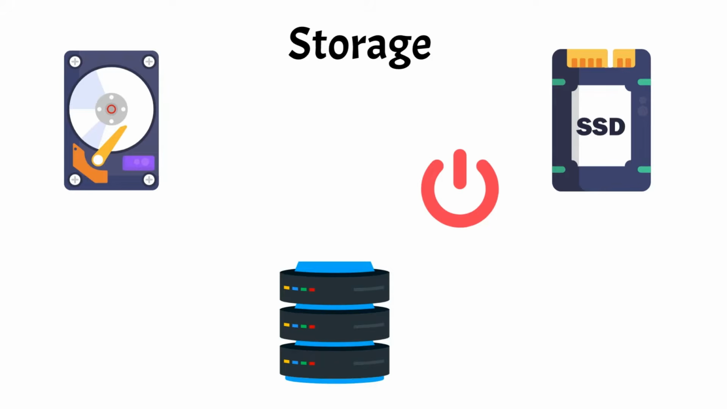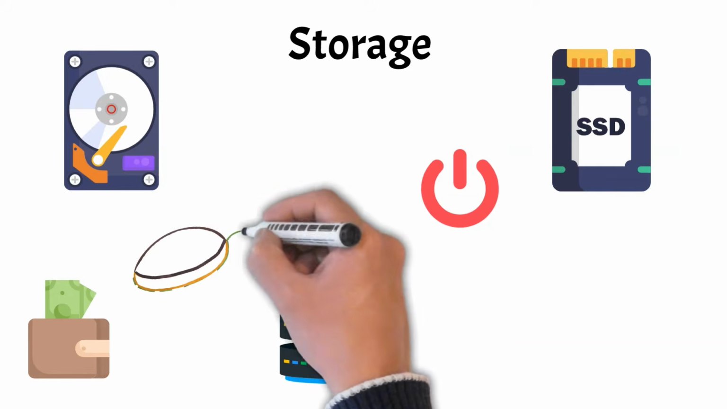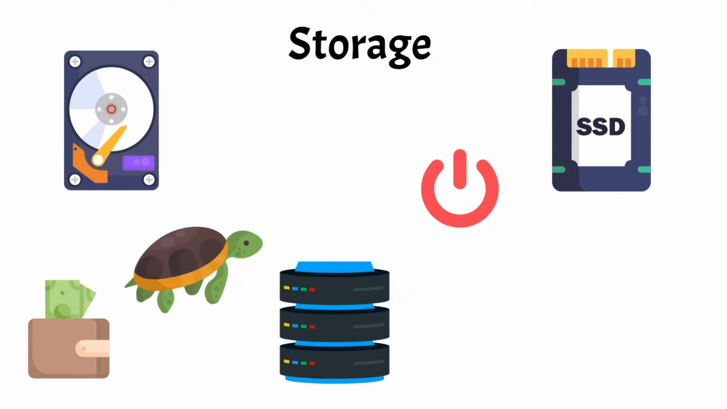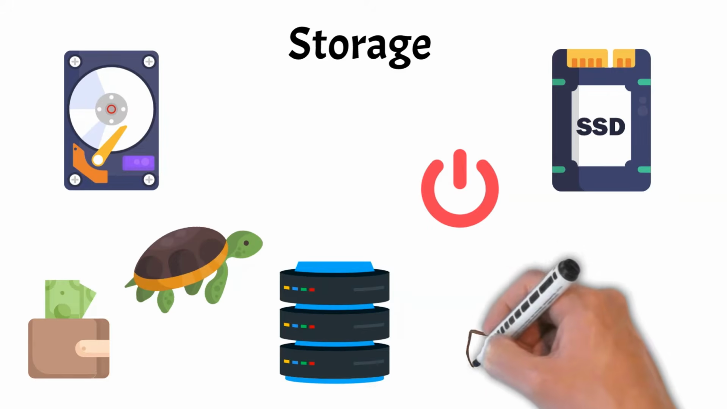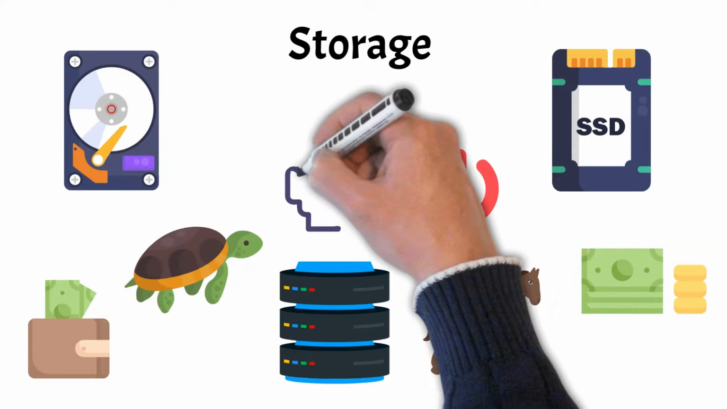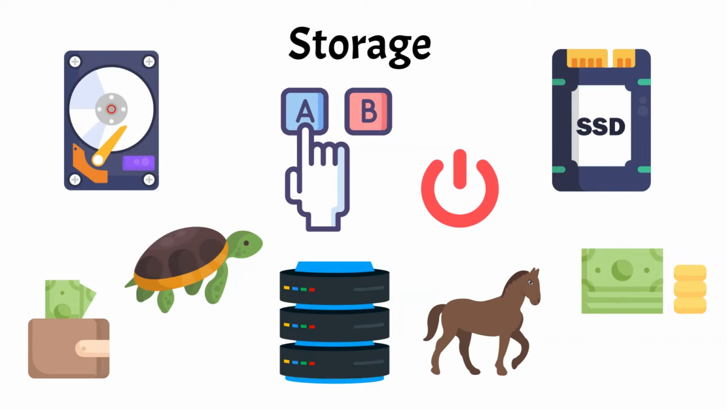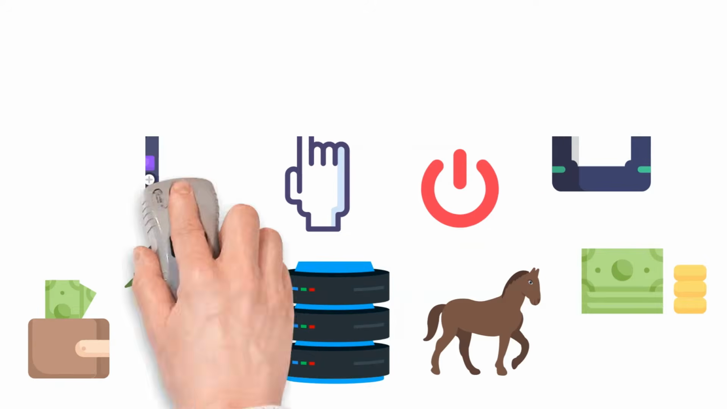Hard disk drives use spinning magnetic disks to read and write data, offering large capacities at a lower cost, though they tend to be slower. On the other hand, solid-state drives use flash memory, providing much faster data access speeds and improved performance, albeit usually at a higher cost. The choice between HDD and SSD often depends on your need for speed versus storage capacity. Whether you're saving documents, installing software, or booting up your system, storage plays a critical role in keeping your data safe and readily accessible. Now let's take a look at the motherboard.